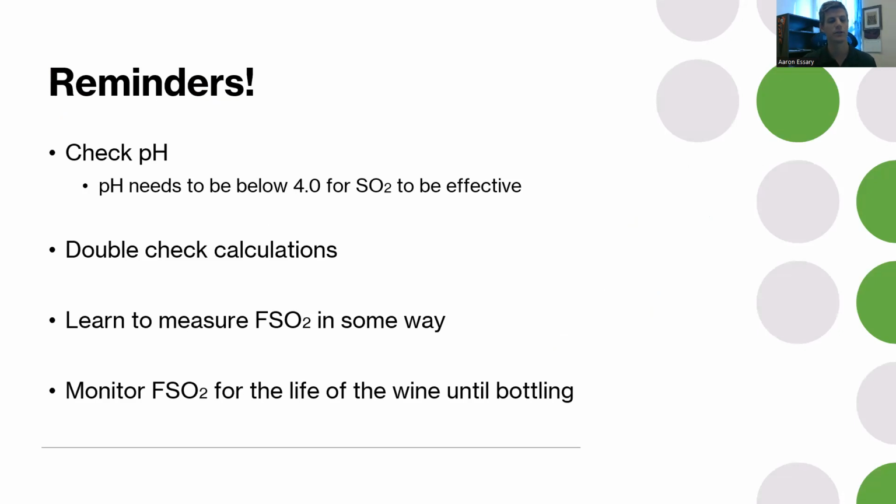Find a way to measure your free SO2. You need a number in some way. And then monitor free SO2 for the life of the wine up until bottling. From post fermentation to storage to aging, you ought to be measuring free SO2 for the life of the wine.